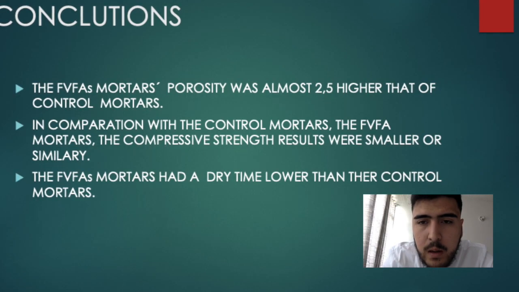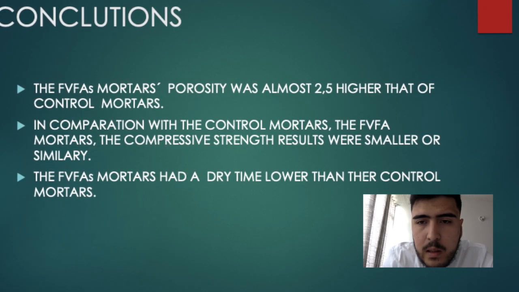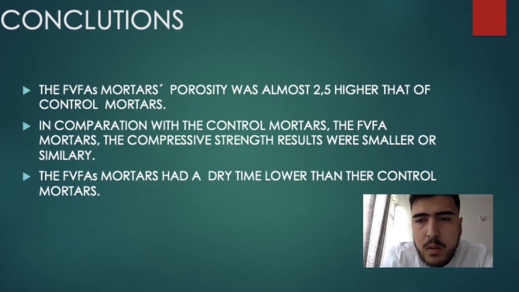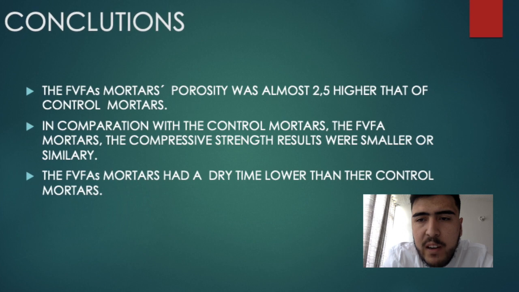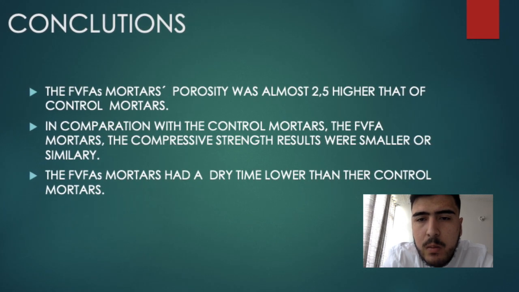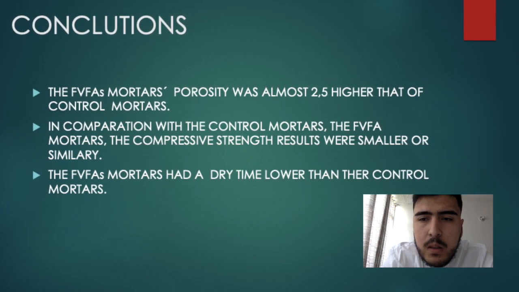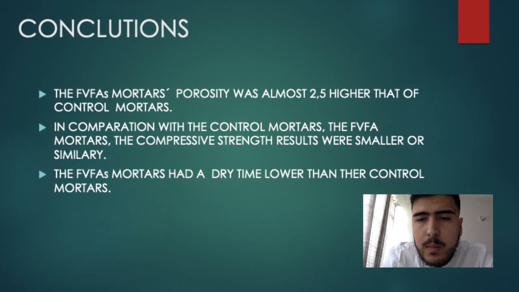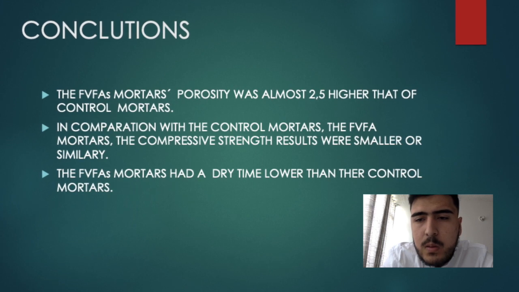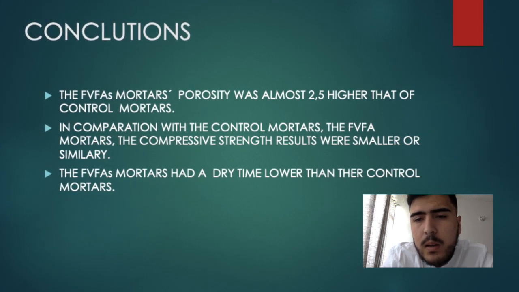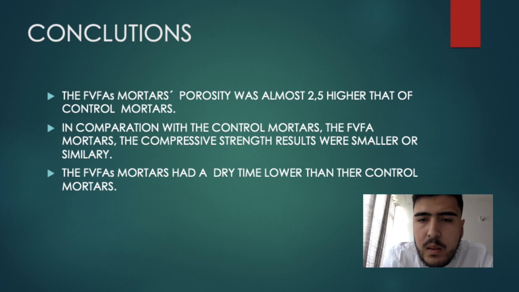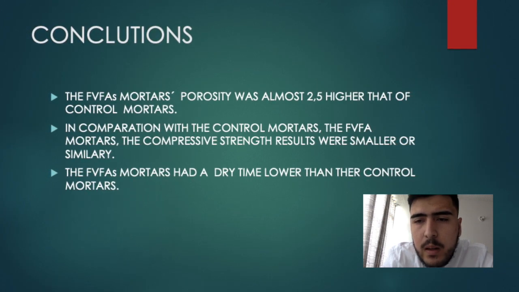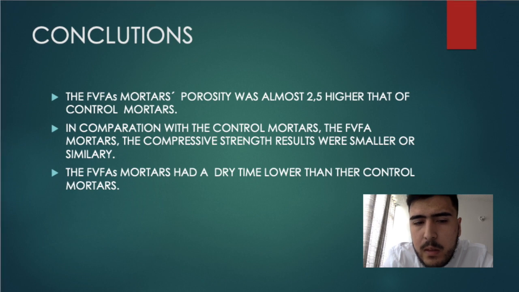In conclusion, the full volume fly ash mortar's porosity was almost 2.5 times higher than that of the control mortars. In comparison with the control mortars, the experimental mortars' compression results were smaller or similar. The experimental mortars have a drying time lower than their control mortars.